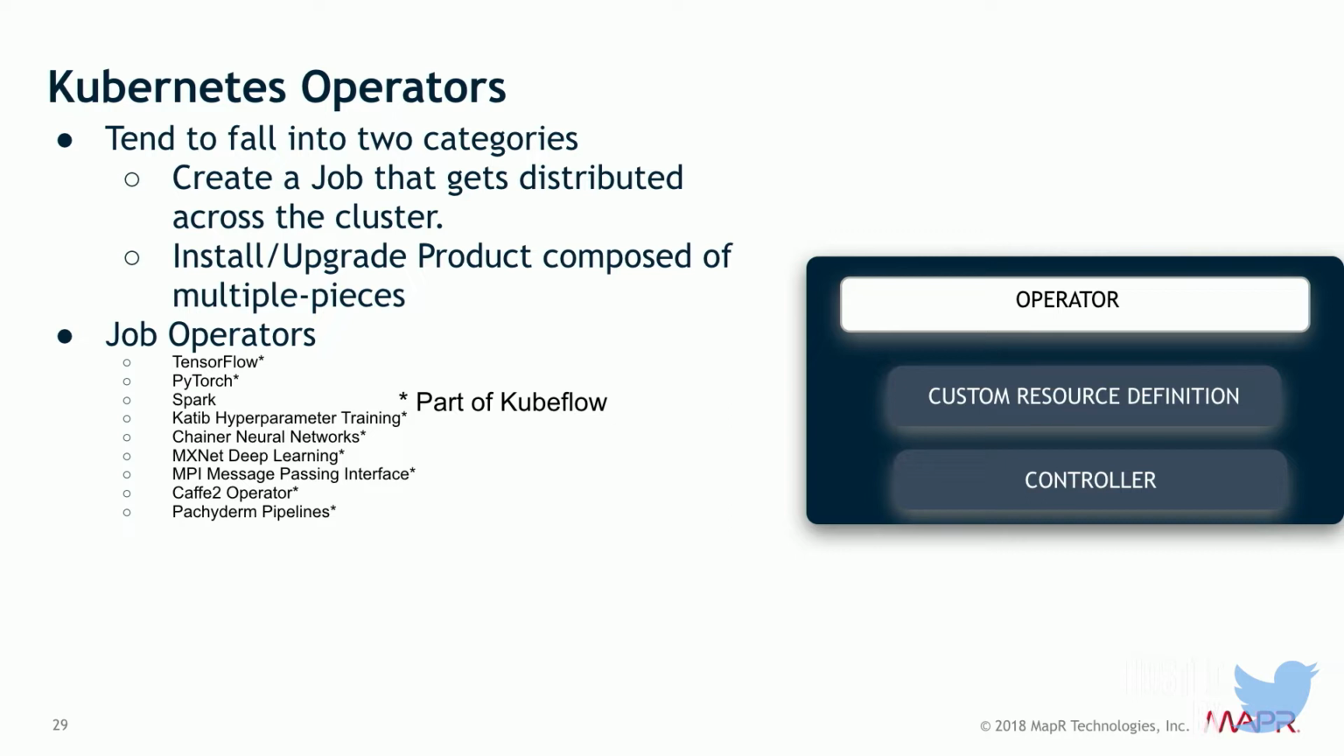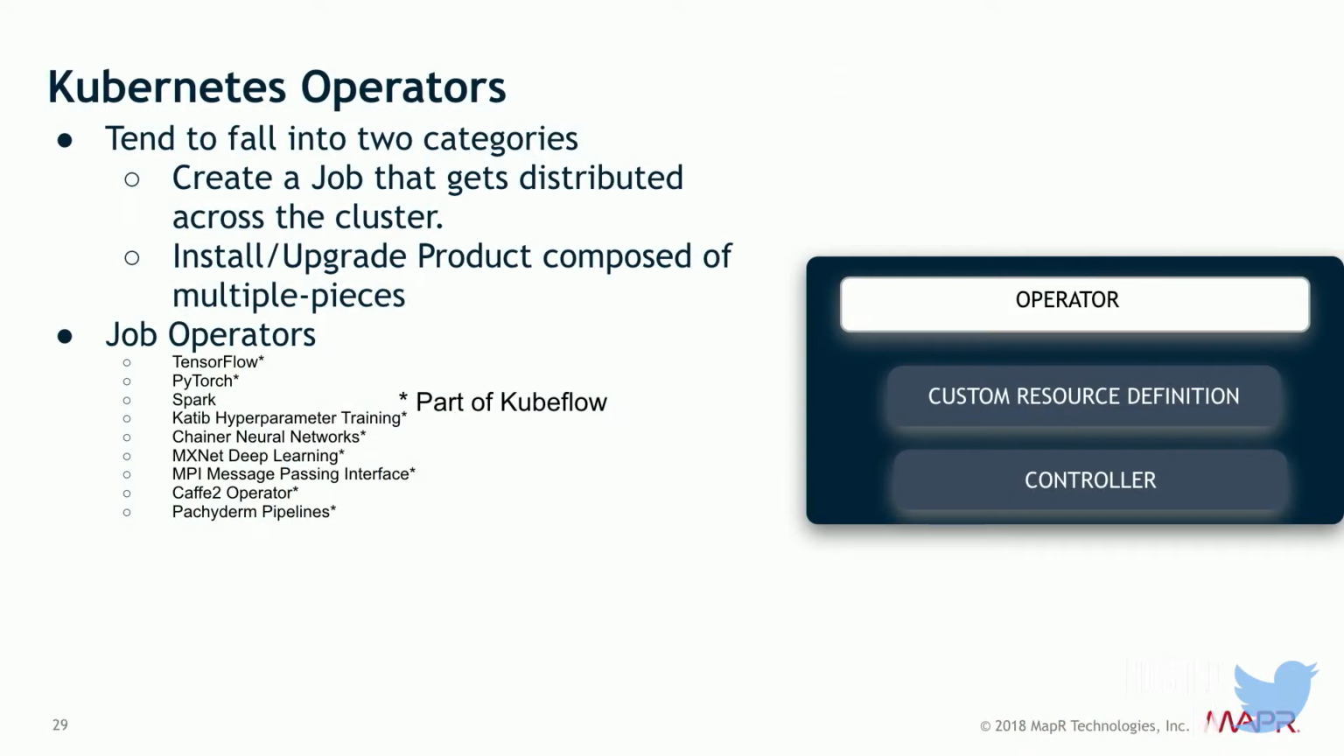But operators tend to fall into two categories: those that create a job, and we're going to talk a lot about those today, and those that install or upgrade products and keep a product healthy. I said all of these things, whether it's TensorFlow or PyTorch or Spark, follow the same pattern. I build a job operator, I submit a YAML to that job operator, they spawn a bunch of containers on the node, they do the work, and then they finish.